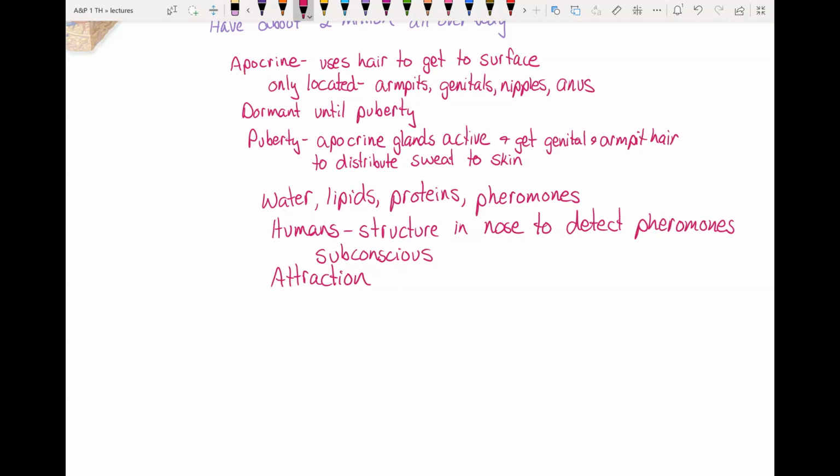Another place where you can actually see this in action is when women live together. When a group of women live together, their menstrual cycles will synchronize.